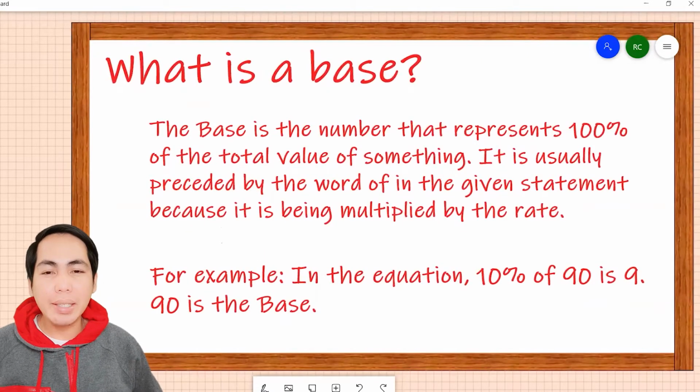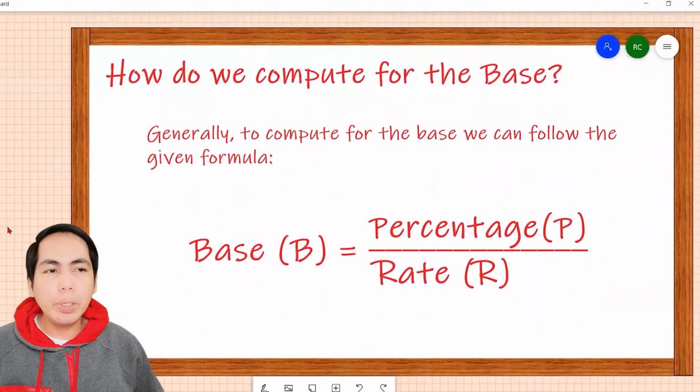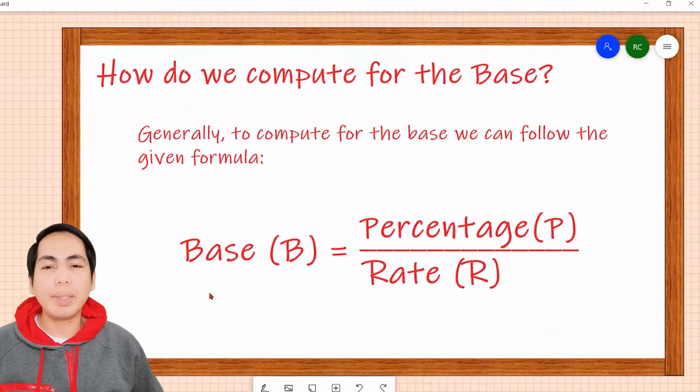What is a base? The base is the number that represents 100% of the total value of something. It is usually preceded by the word "of" in the given statement because it is being multiplied by the rate. For example, in the equation, 10% of 90 is 9, 90 is the base. So how do we compute for the base?